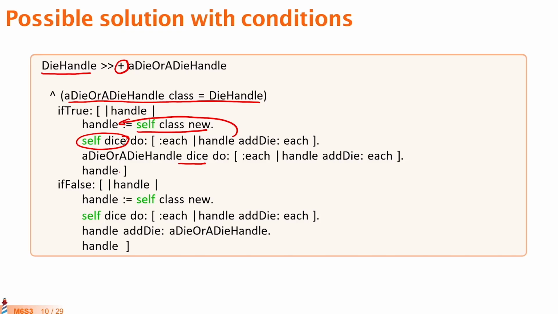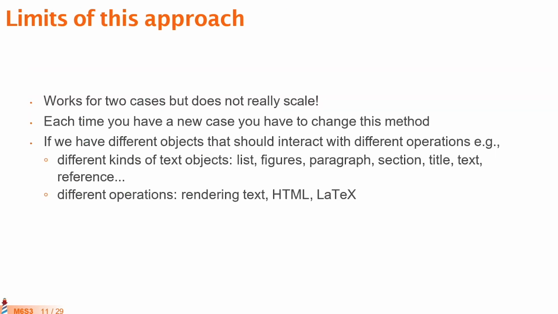This is not really nice, but this is what we can do. It works for two cases, but it does not really scale. So of course, in our little toy example, we have only die and DieHandle. In reality, when we will work with a document, for example, or with trees that represent programs, we have 35 nodes. So, and not 2. So this means that you see the size of the condition that can be really intractable, but it leads to designs that are really brittle.